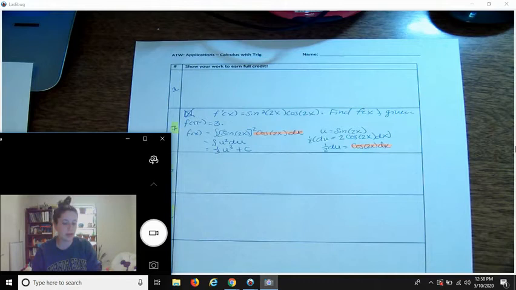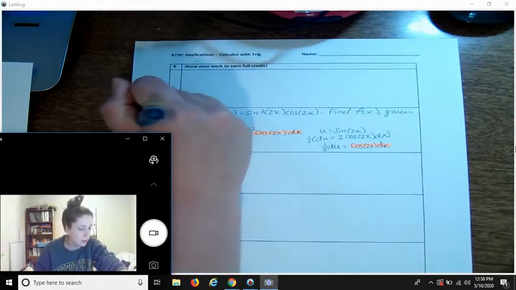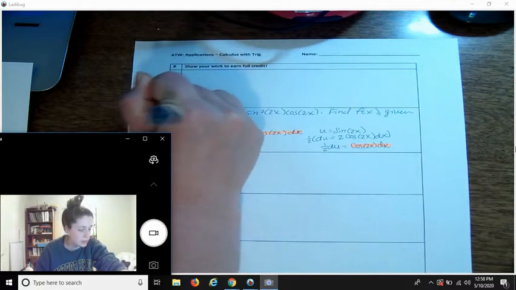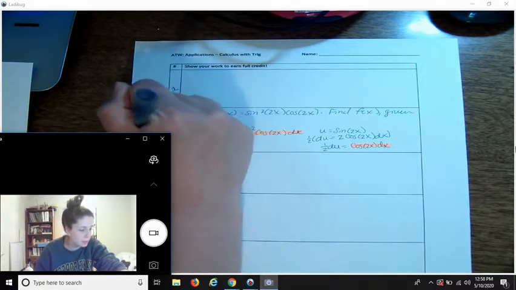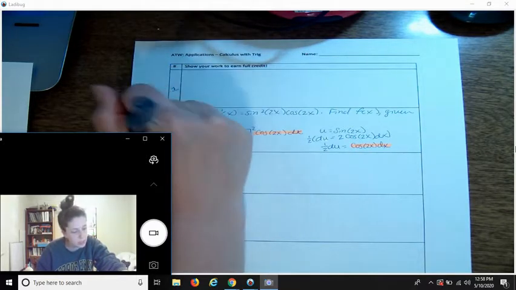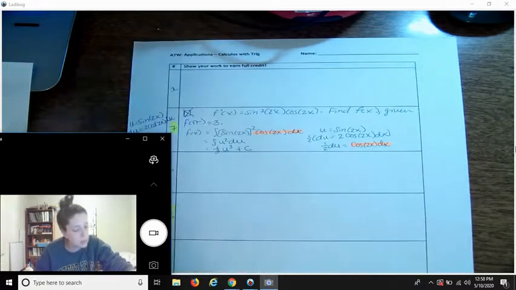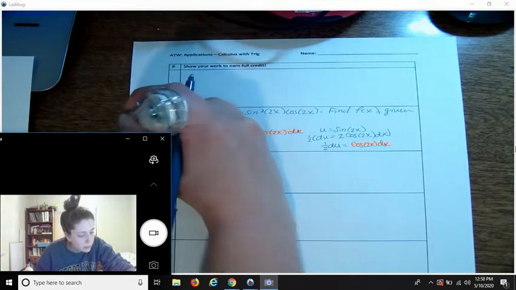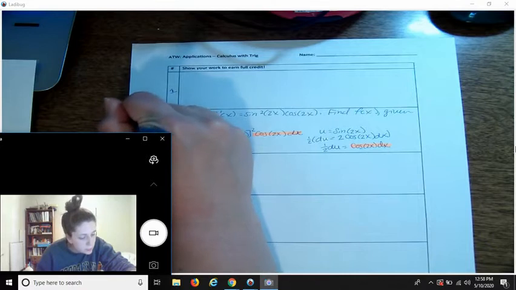I'm running out of room. And yeah, I spaced this really poorly. I apologize. I'm going to put my u over to the side so that I can white out cosine 2x dx. I honestly should just totally start over at this point, because I have botched this so much, but whatever.